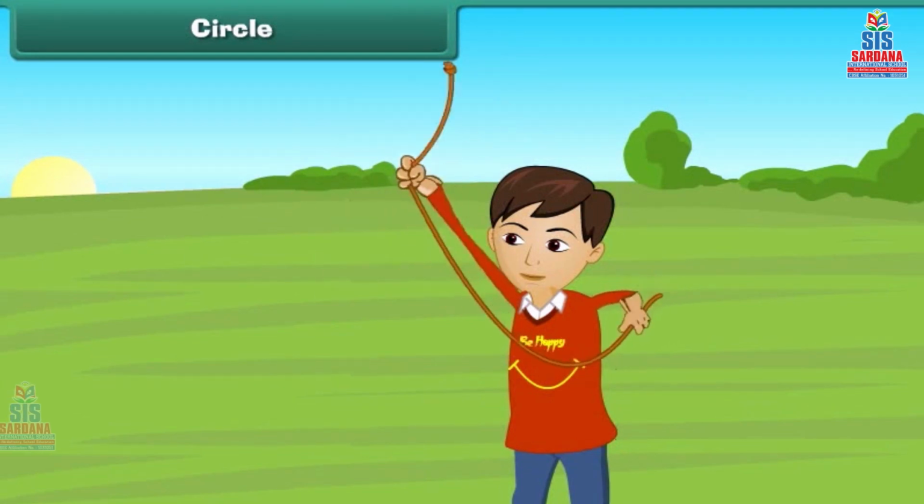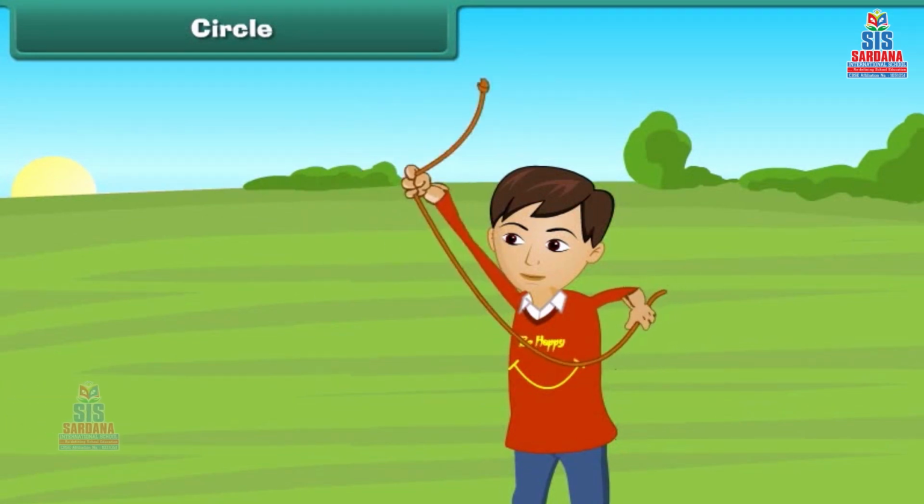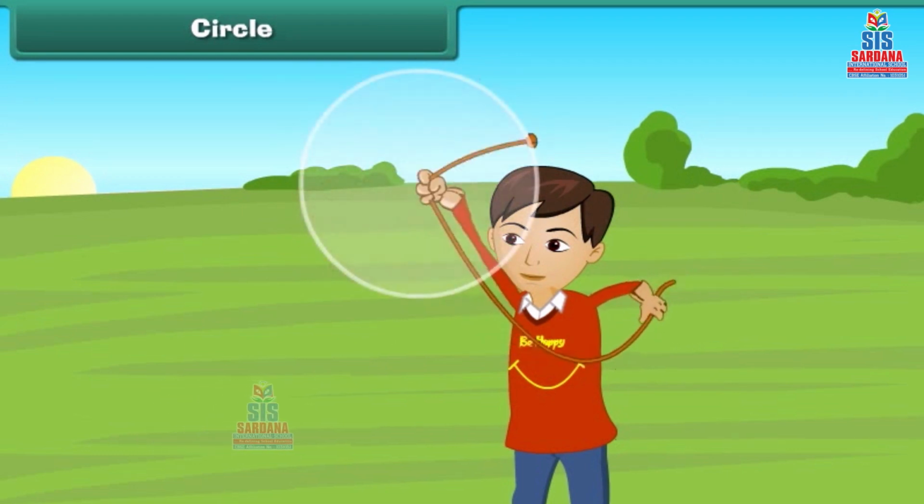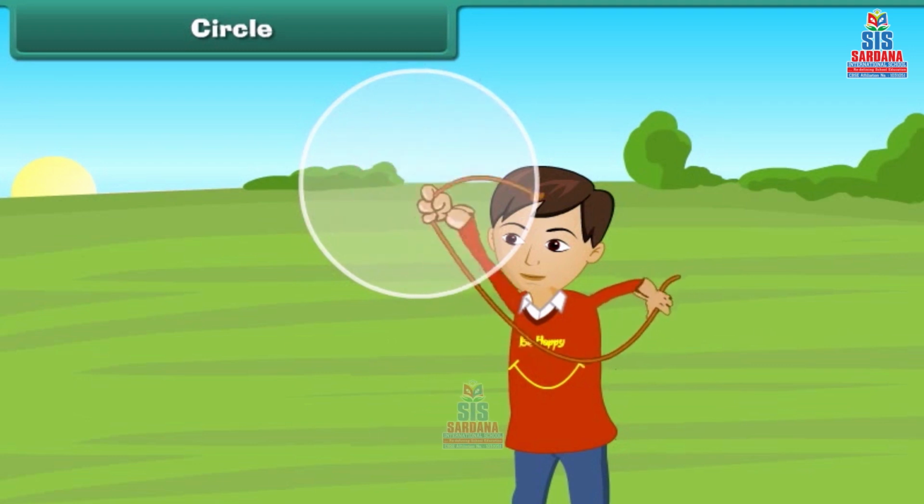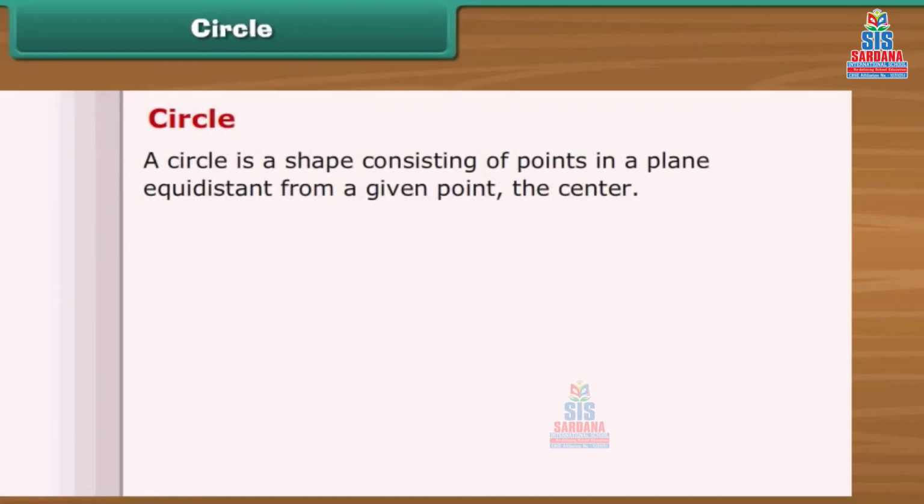Look what Sahil is doing. He is rotating the rope in the air. What shape is the knot at the end of the rope forming? It is circle. A circle is a shape consisting of points in a plane equidistant from a given point, the center.